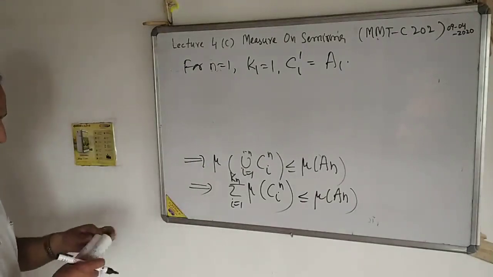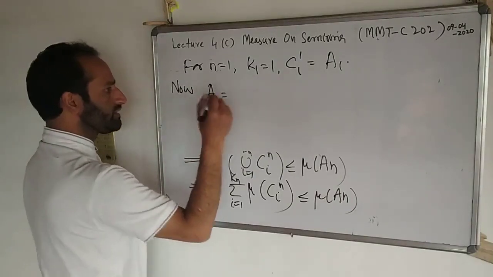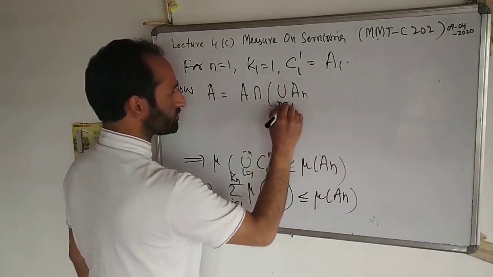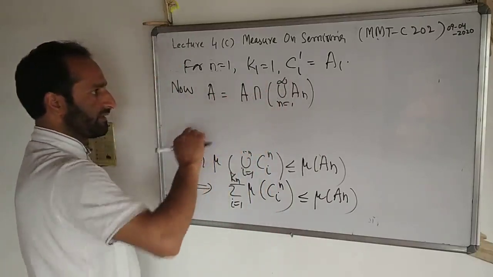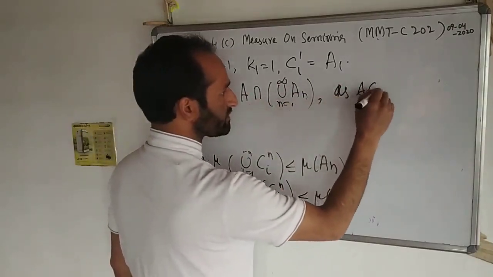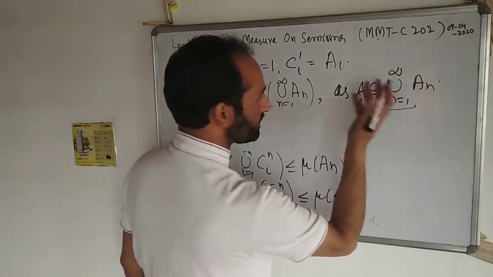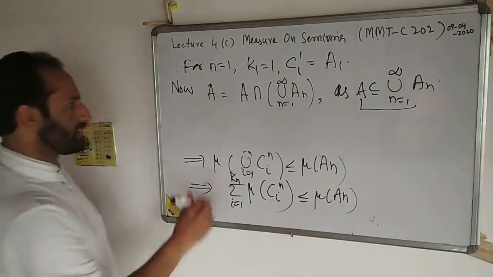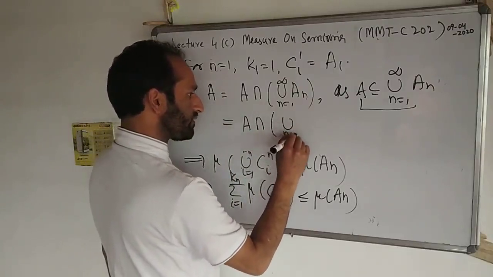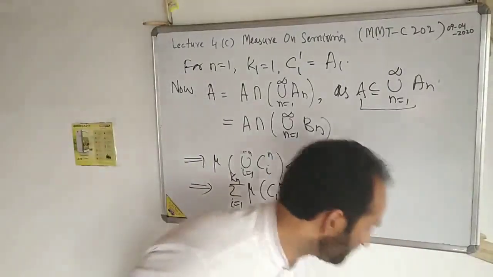Now we take A. Now A is equal to A intersection union A_n, n runs from 1 to infinity. This is because A is a subset of the union, as A is subset of union, n runs from 1 to infinity A_n, and therefore the intersection of these two sets is the smaller set, that's A, and it is equal to A intersection union n runs from 1 to infinity B_n, because union A_n is same as union B_n.